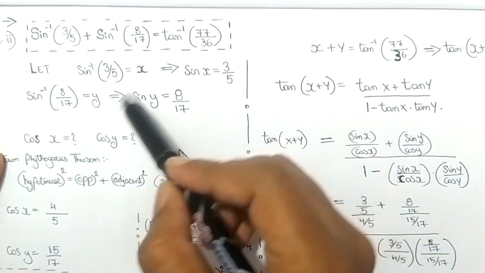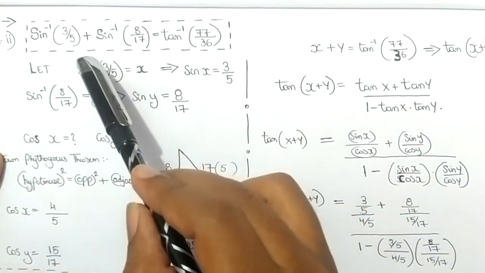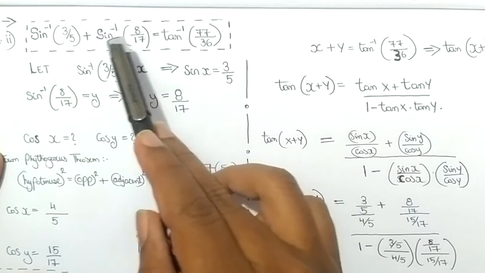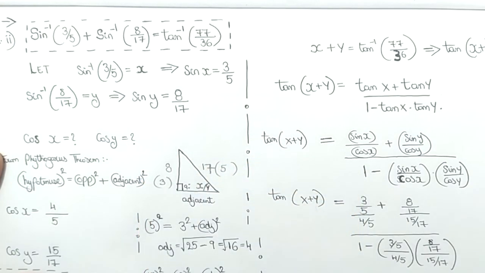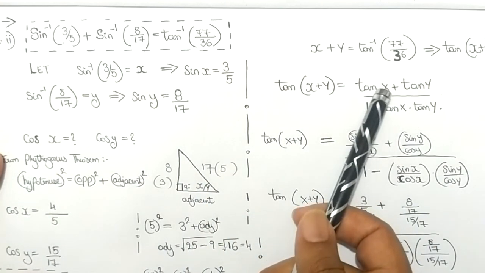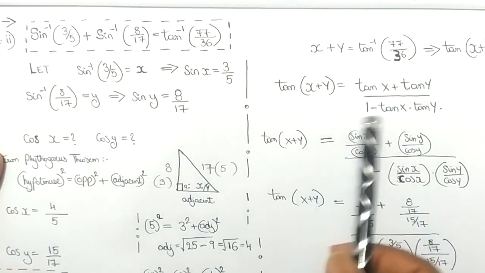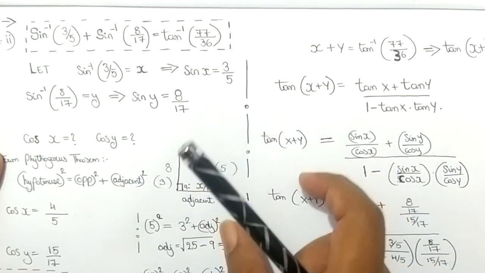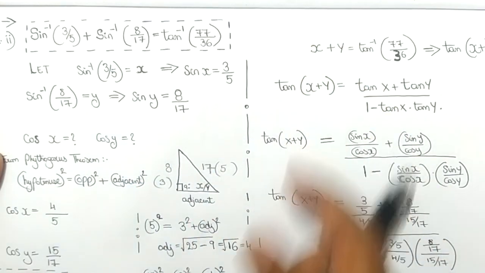You can observe that sine inverse of 3 by 5 is given in the question, plus sine inverse of 8 by 17 is given. Now, making use of these given terms, we can solve for tan x and tan y. With the help of that, we will solve the problem. This is the solving module of this problem.